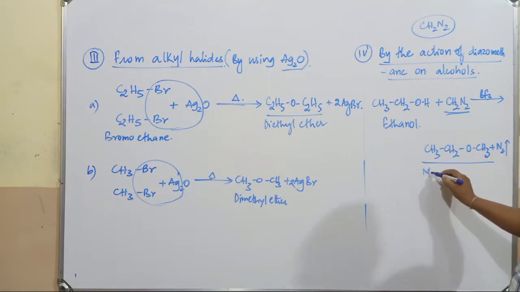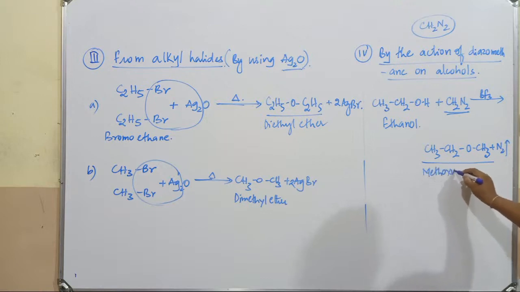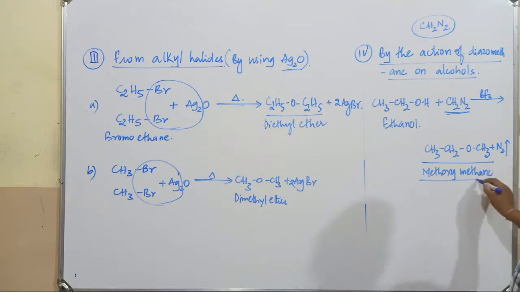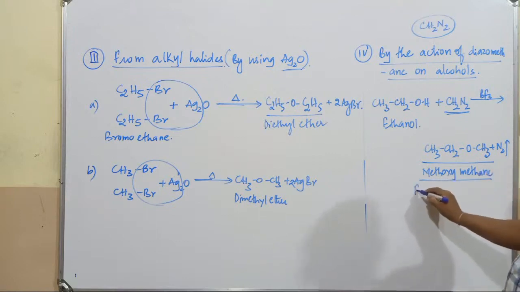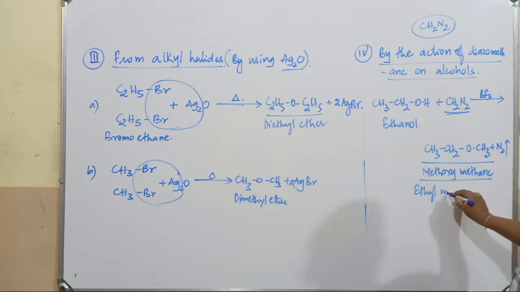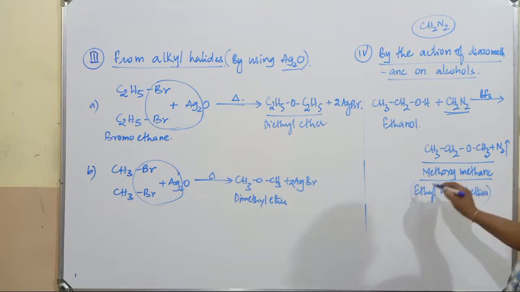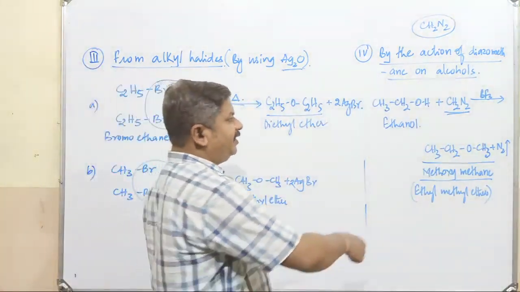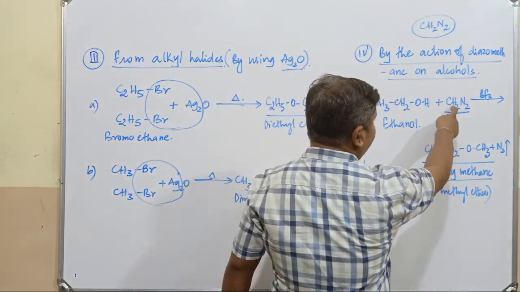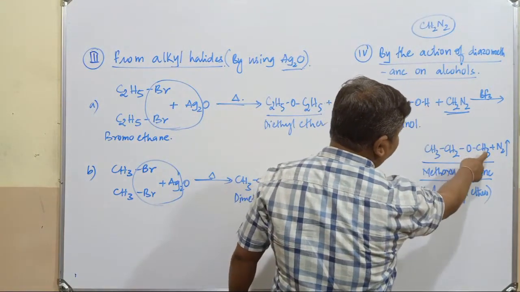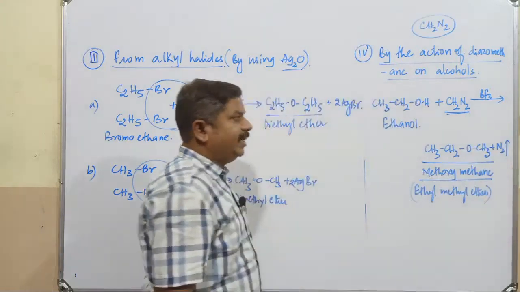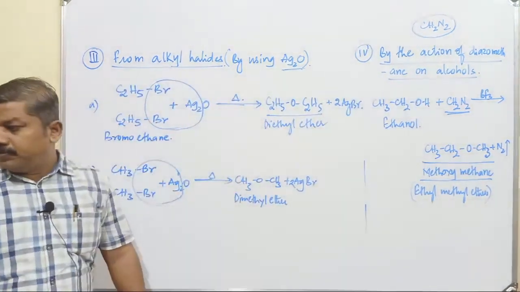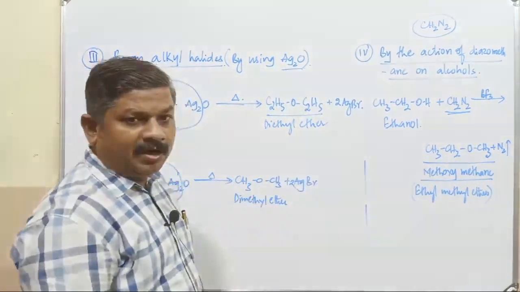Now this compound is known as what? Methoxymethane. What's the common name? Ethyl methyl ether. So this ether compound is produced by the action of diazomethane on alcohols. CH2 combines with hydrogen to form the CH3. So that is the fourth method of preparation of ether compounds.